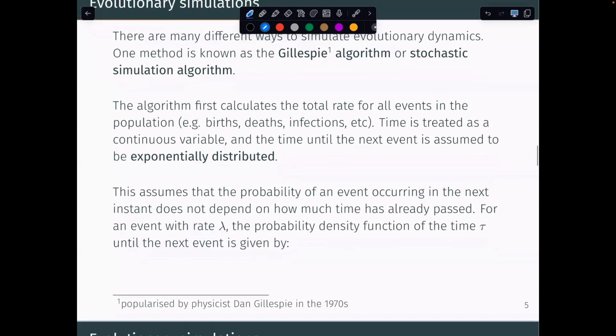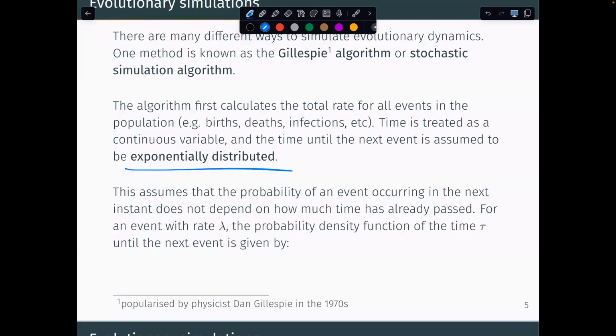One of the things this assumes is that the probability that an event occurs in the next instant of time doesn't depend at all on what's happened previously. It depends on the current state of the system, but there's no memory from when the last event occurred. So this is a Poisson process, right? We can then write down a function that gives us this property of memorylessness. So what does that function look like?